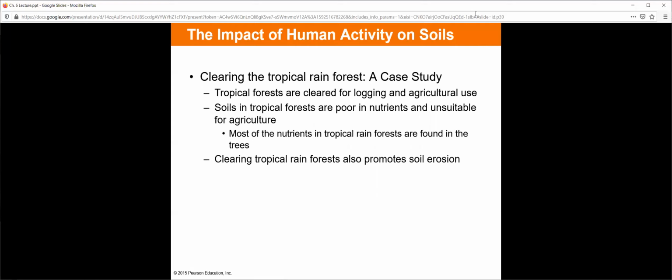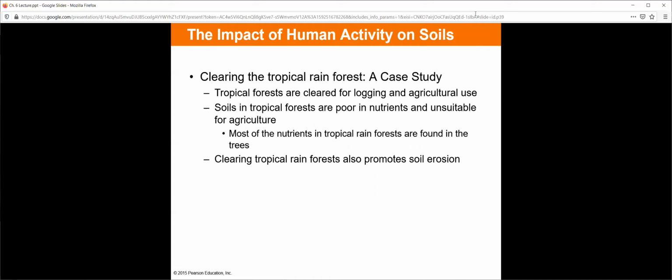An example of the human impact on soil would be a tropical rainforest. This happens all the time, especially in South America. You clear a rainforest for logging, let's say, or agricultural use. You want grazing land for your beef cattle. Got to get them Big Macs, right?